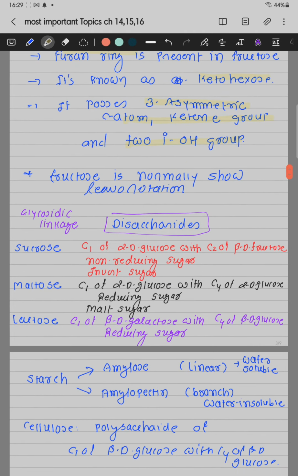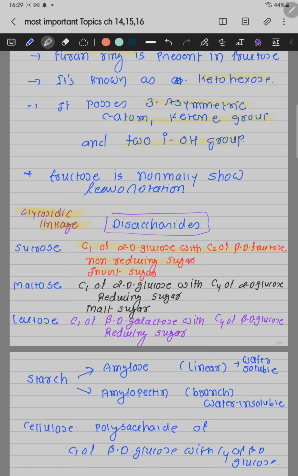2 monosaccharide units are joined together by a glycosidic linkage in the structure of a disaccharide. The most important disaccharides are sucrose, maltose and lactose. In sucrose, C1 of alpha-D-glucose and C2 of beta-D-fructose are involved in the glycosidic linkage. It is a non-reducing sugar and an invert sugar.